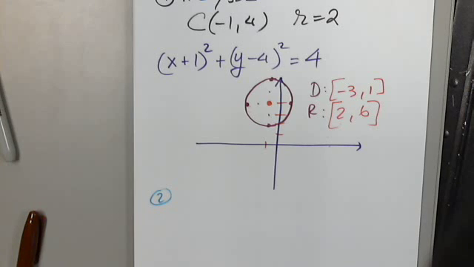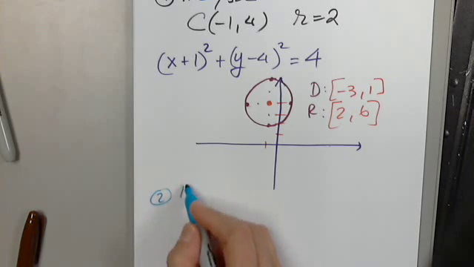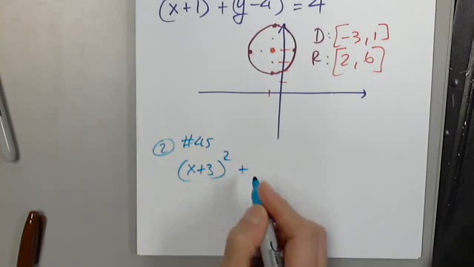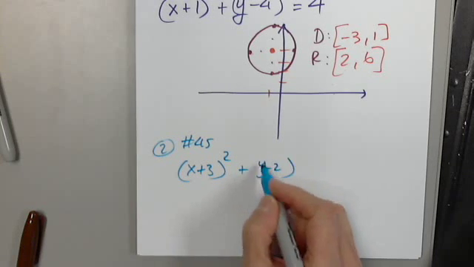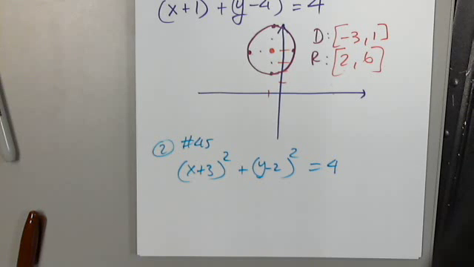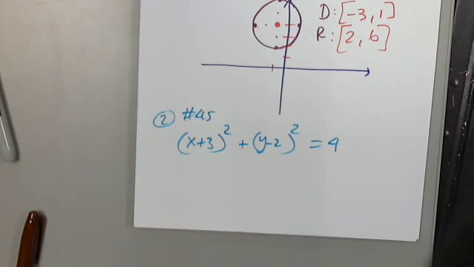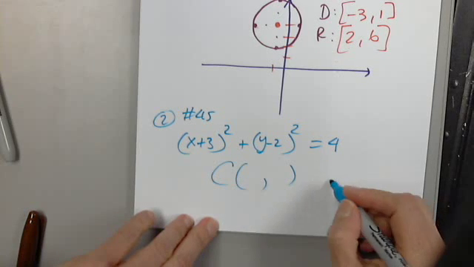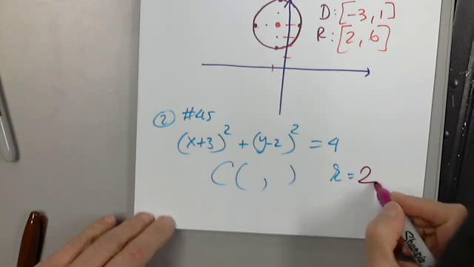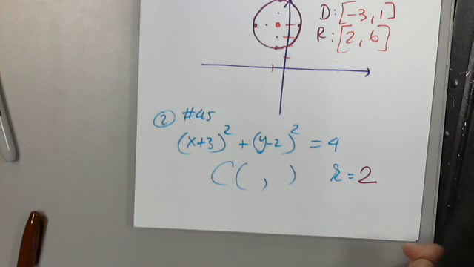Let's say problem 45. Same page, in which we have x plus 3, everything squared, plus y minus 2, everything squared, equals 4. Now we are given the equation of the circle, and we are asked, okay, make sure you find the radius and the center. Let's start with the radius. 2. And let's go back to the center.